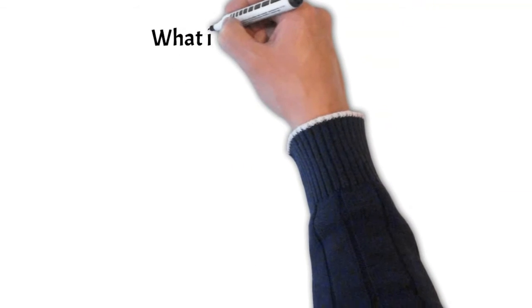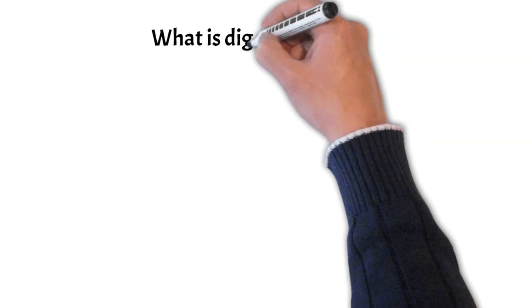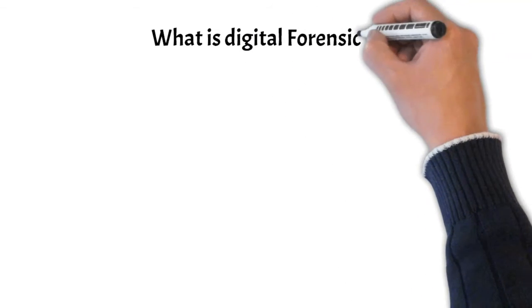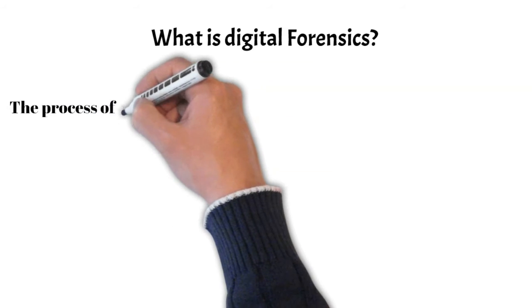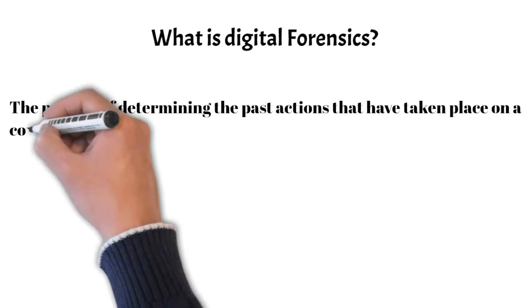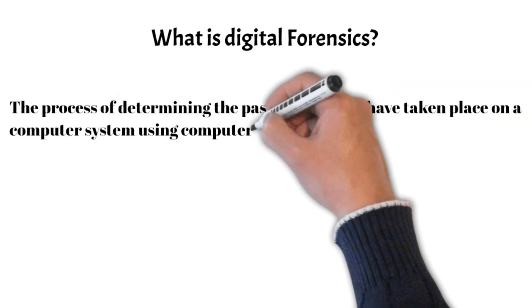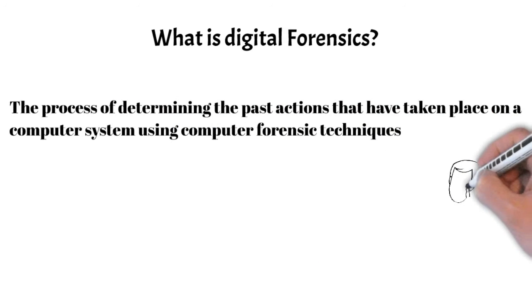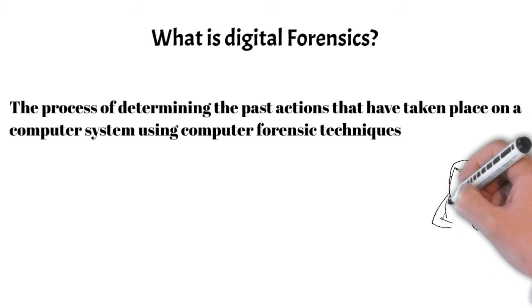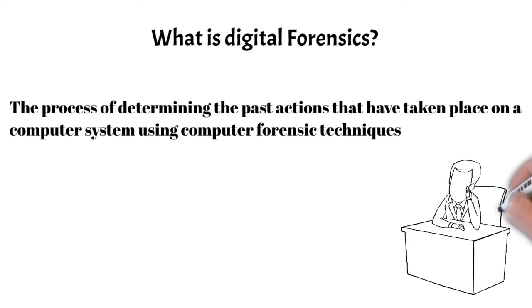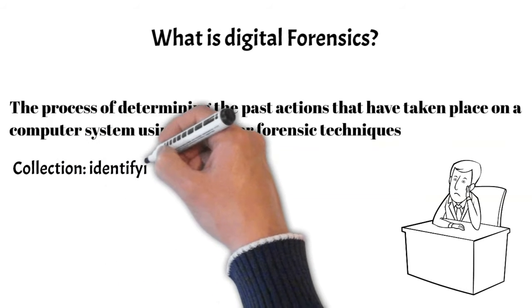This is an introductory video regarding digital forensics, so let's get right into it. To gain an understanding of what digital forensics is, we need to understand what this actually means. Digital forensics can be defined as the process of determining past actions that have taken place on a computer system using computer forensic techniques. For example, if a crime was committed and data about that crime was stored on a USB device, you can use techniques such as Autopsy and FTK Imager to investigate the crime. I will give a demonstration of how to use these techniques in later videos.